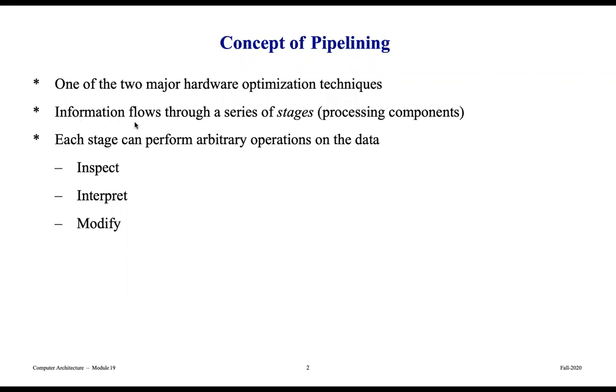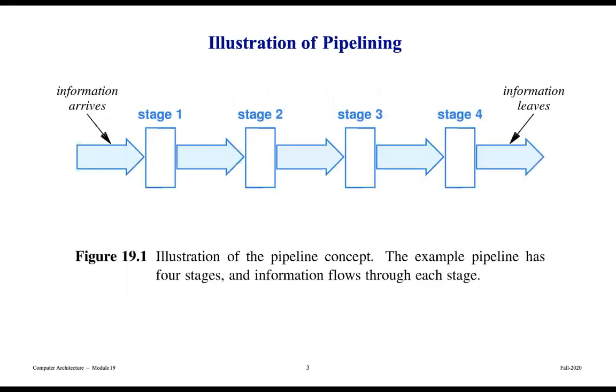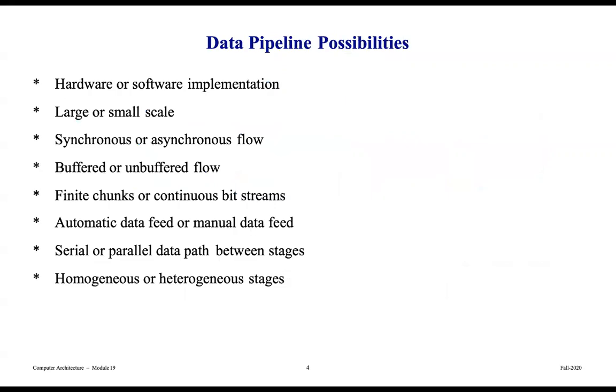The information flows through a series of stages, processing components. Each stage can perform arbitrary operations on the data. It can inspect, it can interpret, it can modify it as it's going through that pipeline. Here is an example of how that might look, an illustration of a pipeline. For the MIPS architecture, this is something that you might be familiar with and have seen.